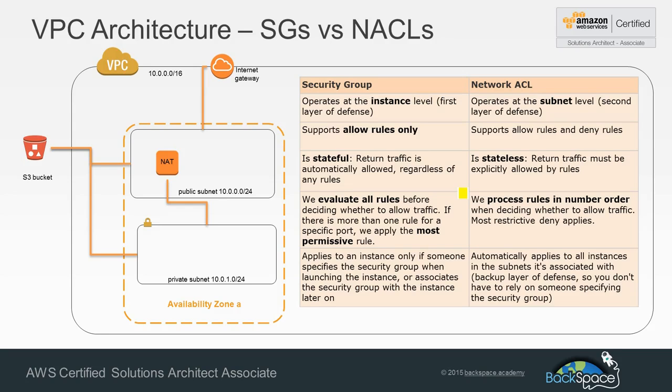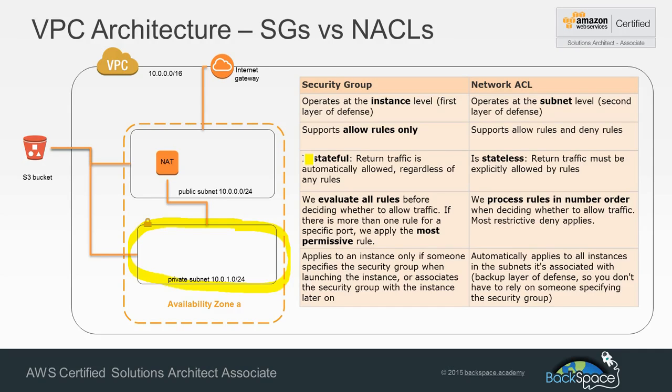A network access control list operates at the subnet level. A security group supports allow rules only. A network ACL supports both allow and deny rules. Now also, a security group is stateful, okay? It responds to traffic, so return traffic is automatically allowed regardless of any outbound rules. It will automatically allow response and return traffic to go out.